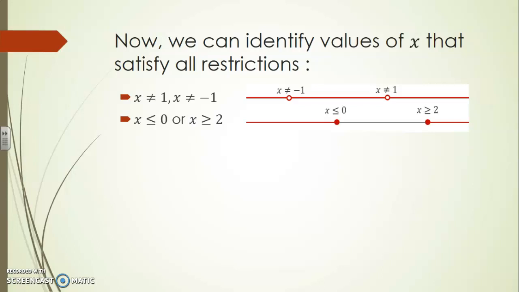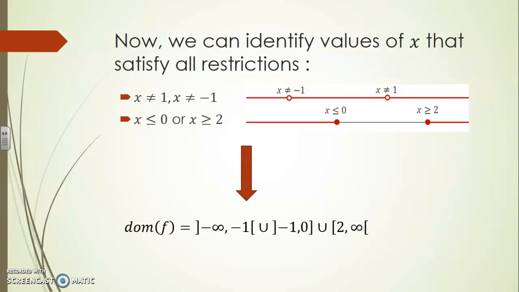Now the domain would be formed of all x values that satisfy both criteria. In other words, where both lines have been shaded in red. So that's true as long as we are left of minus 1, to the right of minus 1 up to 0 inclusively, or we are at 2 inclusively and to its right. So you're looking for all the regions where the shaded red lines overlap, and it would be formed of these three intervals.